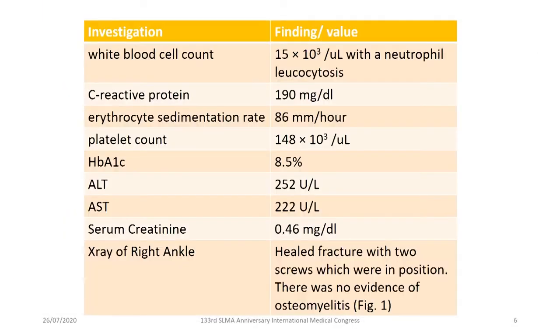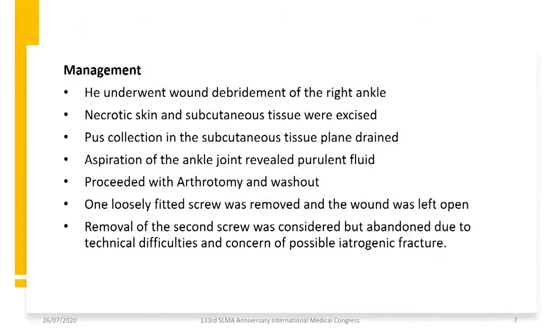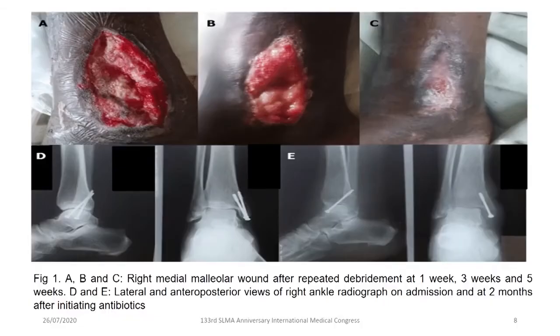His inflammatory markers were high, liver enzymes were elevated, and HbA1c was very high. Right ankle x-ray revealed a medial malleolar fracture with two screws in situ, but there was no evidence of osteomyelitis. The patient underwent wound debridement of the ankle. Pus was drained from the subcutaneous plane, and ankle joint aspirate revealed purulent fluid. So the diagnosis of septic arthritis was made, and he underwent arthrotomy and washout. Specimen was sent for culture. There was a loosely fitted screw which was removed during the procedure, but the second screw was not removed because of technical constraint, and there was a possibility of causing an iatrogenic fracture.